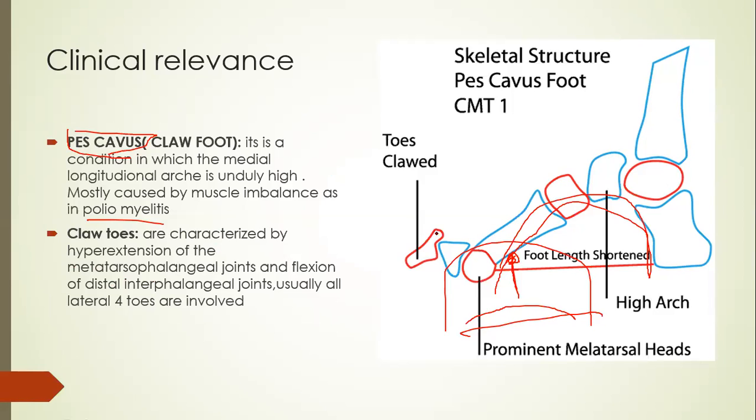The toes extend, with extension towards the floor, and flexion of the distal interphalangeal joints; usually all lateral four toes are involved. A special structure is formed, a high foot, with extension and flexion. This we call pes cavus.